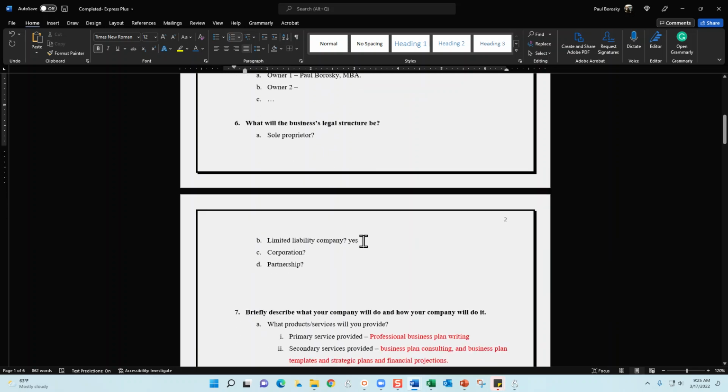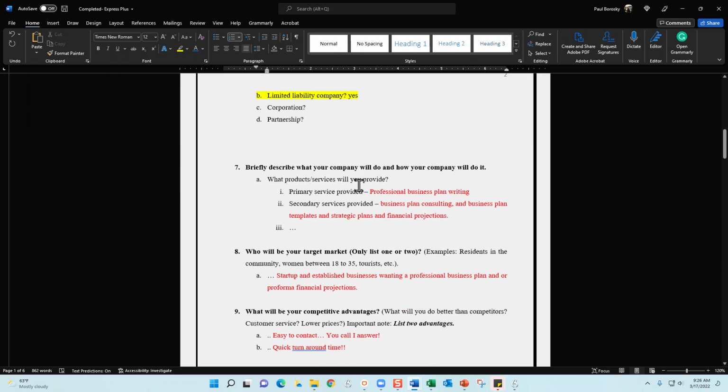6 is going to be the legal structure. Is it a sole proprietor, a limited liability company, a corporation, or a partnership? Those are the top 4 that most people usually select. If you're a limited liability, just put yes here, or you can highlight it, or you can do whatever you want just to let me know that this is the legal structure. So the second contender usually could be your sole proprietor. If that's the case, again, just put yes next to it.